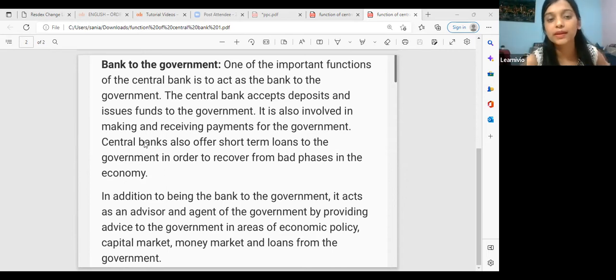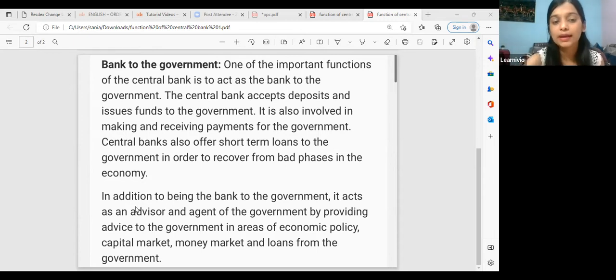And then the central bank also offers short-term loans to the government in order to recover from a bad phase of the economy. For example, my condition is not good. I left my job, everything is going very badly. So I'll go to a commercial bank and ask for a loan. Similarly, sometimes due to various reasons the government also comes into bad condition. So at that time, the central bank provides them loans for a short period of time so that they can recover.